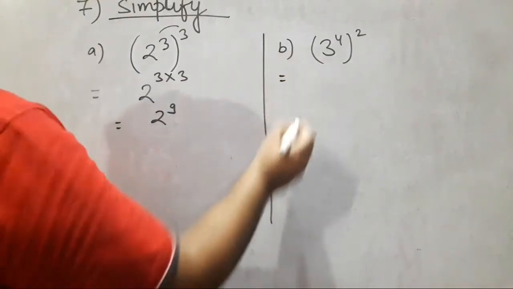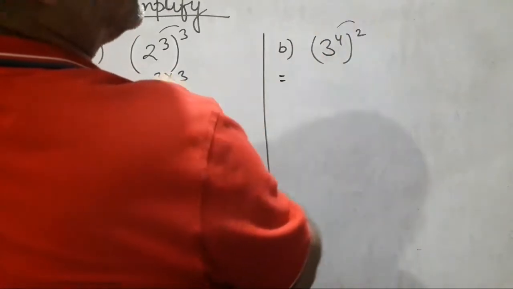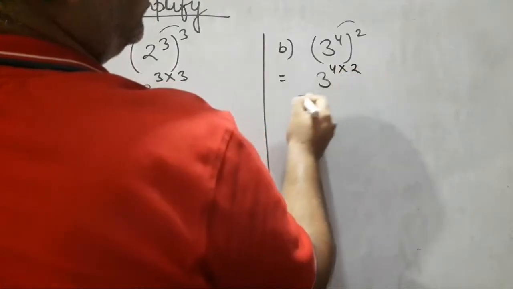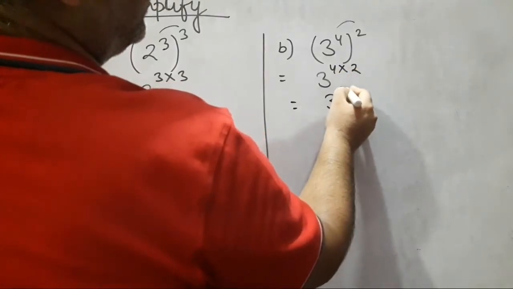Now let's see here. Here also, these powers shall multiply with each other. 3 power 4 into 2 equals 3 power 8.